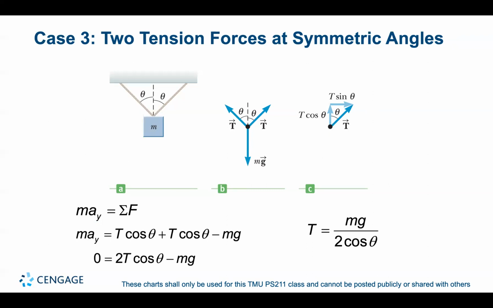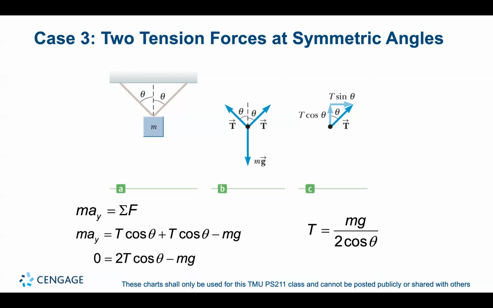So we can apply Newton's second law in the y direction. The components of each tension are given by T cosine theta, and the weight acts downward. Since the object is not moving, the acceleration is 0. We can solve for the tension T, as shown in the equation. Whether the expression involves a sine or a cosine depends on what angles are given in the problem. So something to keep in mind.